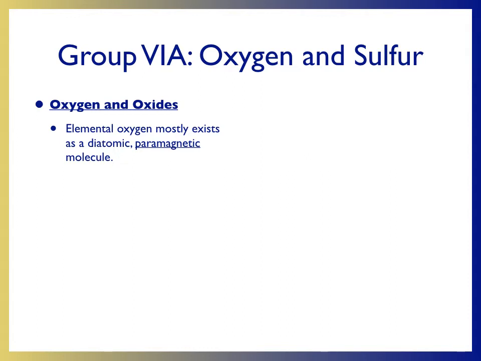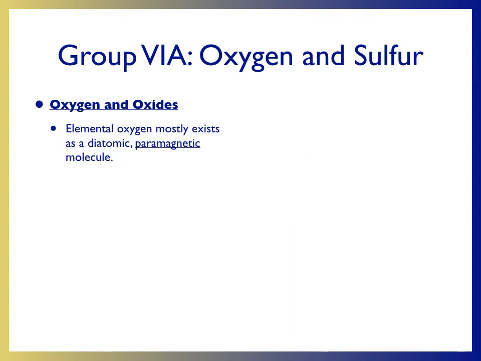Another interesting note about oxygen is that it's a paramagnetic molecule. This means that oxygen is weakly attracted to a magnetic field. This attraction is due to the presence of unpaired electrons in oxygen. Oxygen is a diradical, meaning that there's two unpaired electrons. Typically, when there are unpaired electrons in the structure of an atom or molecule, this makes the atoms or molecules more reactive.